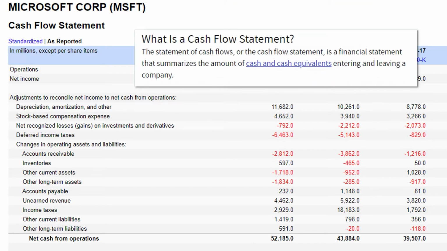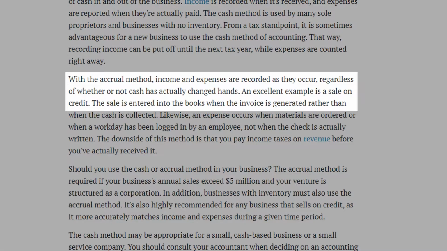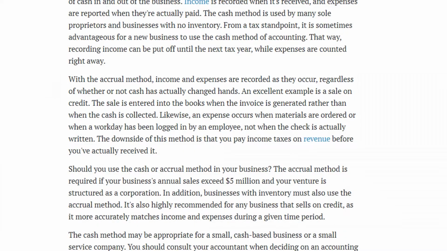So what is a cash flow statement? A cash flow statement shows the actual cash received by a company or the cash paid by the company for a particular period of time. The reason the cash flow statement is so important is because most companies today use accrual accounting, which means income and expenses are recorded as they occur regardless of whether or not cash has actually changed hands. An excellent example is a sale on credit. So if the company sells an item on credit, they can recognize that revenue on the income statement. However, they have not actually received any cash for that sale.